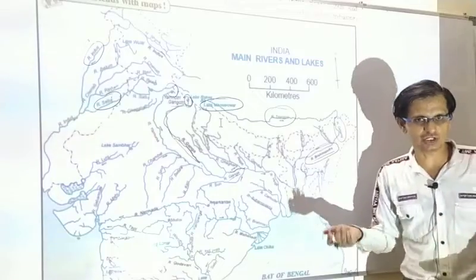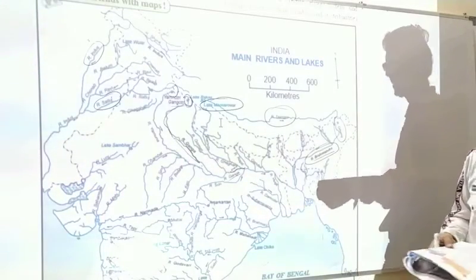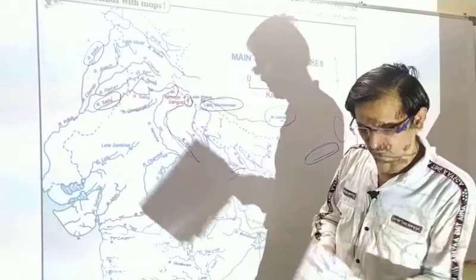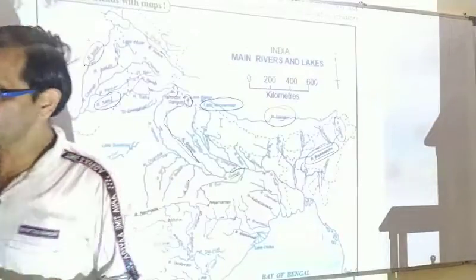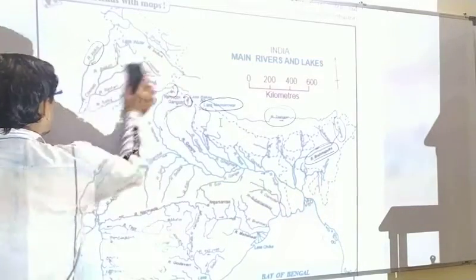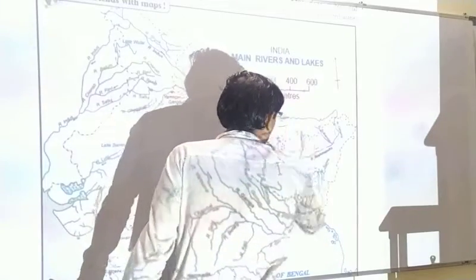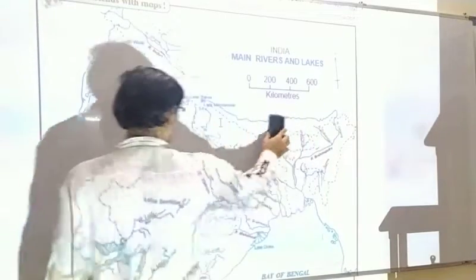And they add to the discharge of the river Ganga, the water discharge of Ganga. Now, the peninsular rivers, this is part of what you have to call the Himalayan rivers. Whatever we studied, saw, or observed is about the Himalayan rivers. Now we will go to the peninsular rivers. Peninsular rivers, you can see here.